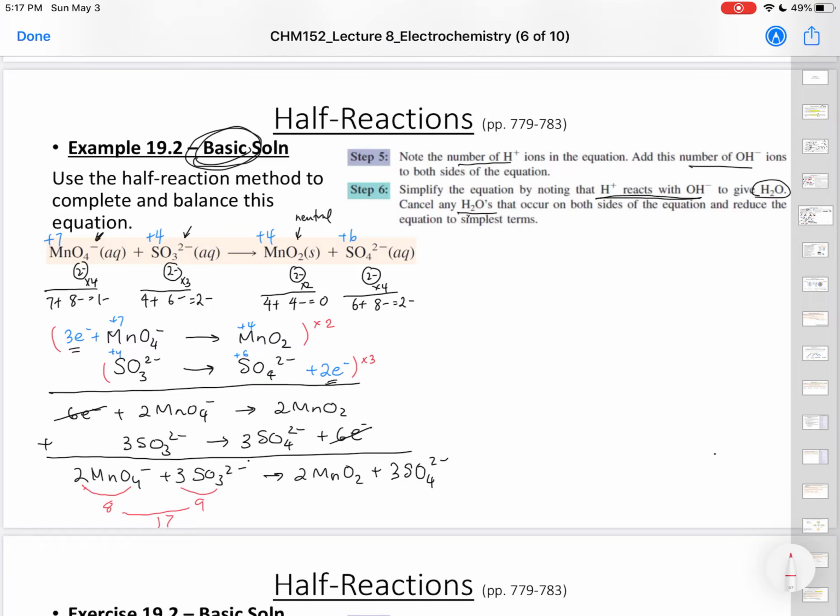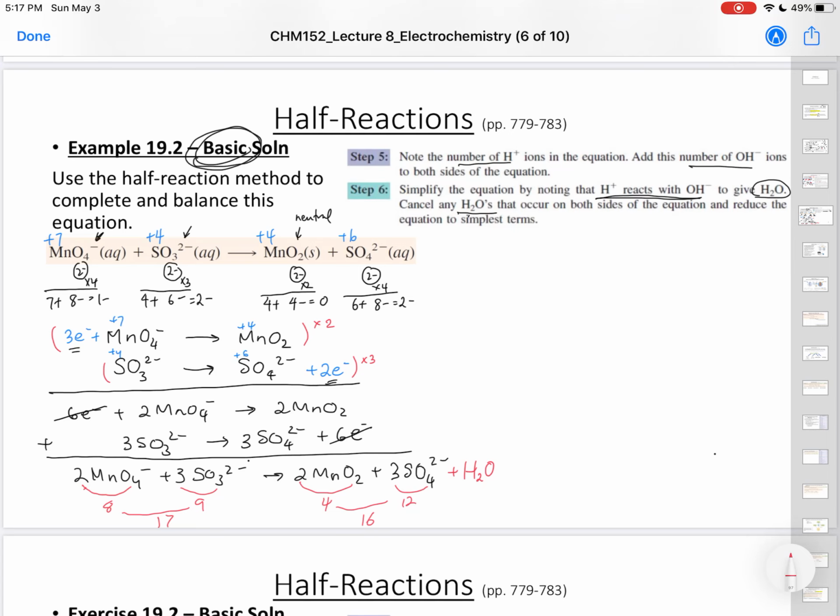Together that makes 17 oxygens. 2 and 2 makes 4 oxygens, and 2 and 4 makes 12 oxygens. Together that makes 16 oxygens. So really we need one more oxygen on the right side, so I'm going to add a water because I need one more oxygen. So I need to add one water.